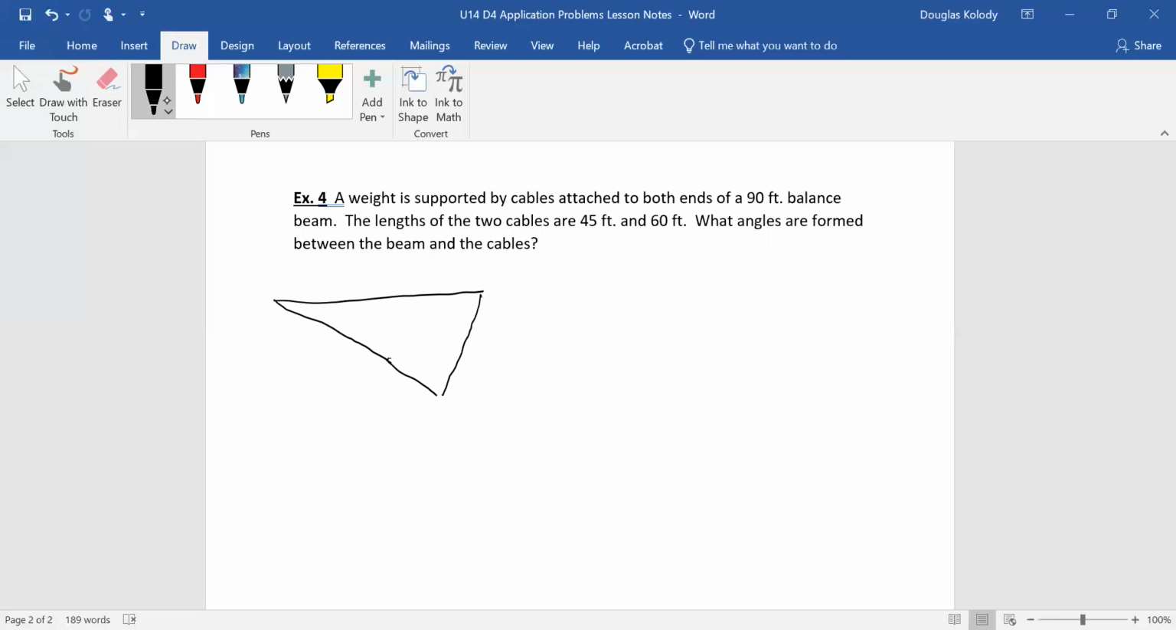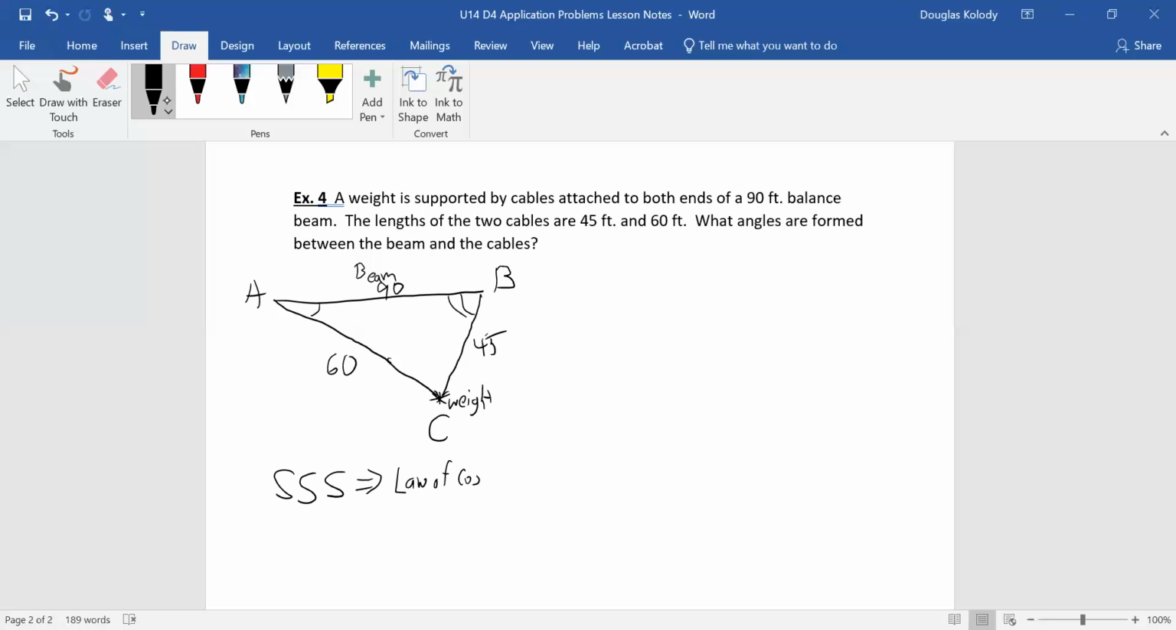All right, so here's the beam right here. Let's call this triangle A, B, and C. Let's make this the 45, and this the 60, and let's make this the 90. We're trying to find angle A and angle B, because this is the weight that is dangling right there. So I see that we are given side, side, side. So once again, that's the law of cosines.